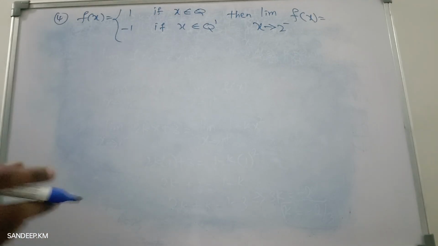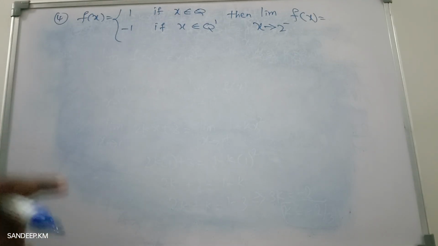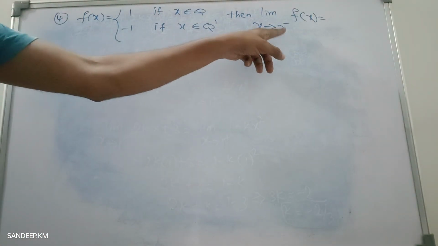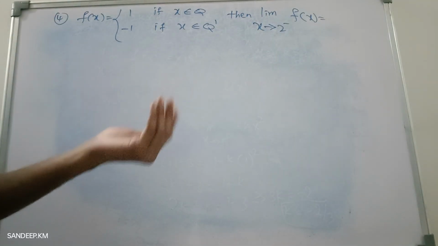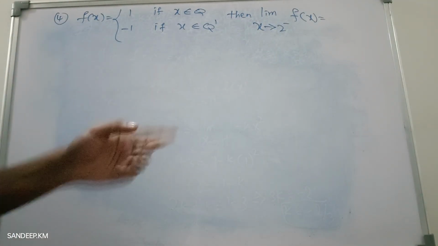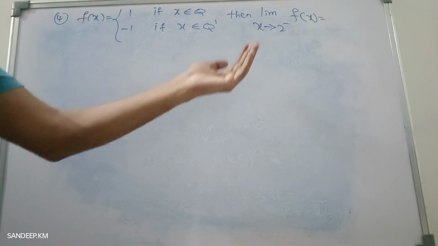This is a very easy question, but the problem is that, dear students, when x approaches 2 minus, x is just lesser than 2. But that value, x is just less than 2. That means what?